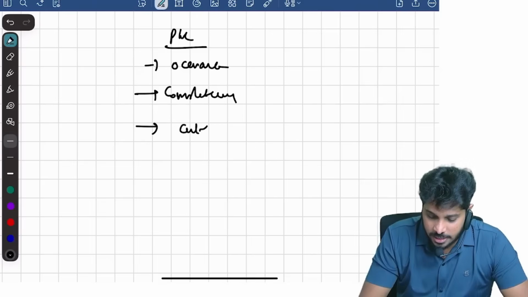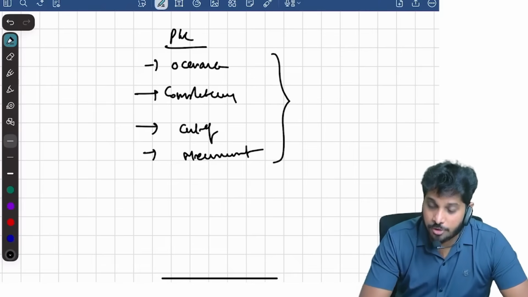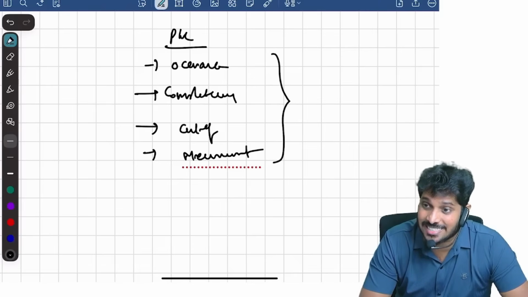Occurrence, and again here also cutoff. Then here something called measurement. There is something called measurement. These are the 4 broad assertions related to transaction items.